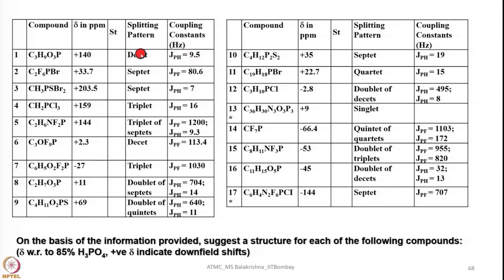If you interpret and write the structure in each case, I am sure I can conclude that you know a little more than 50% of 31P NMR spectroscopy. You should be able to interpret any spectrum that comes to you with respect to the 31P nucleus. Just try all those things. I am sure you should be able to get the correct structure in each case.